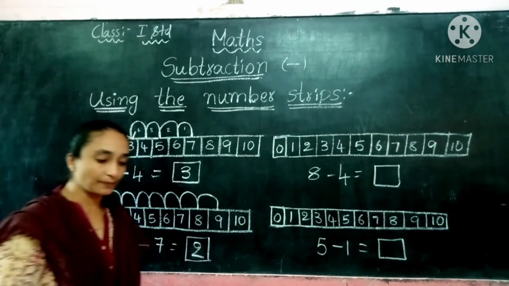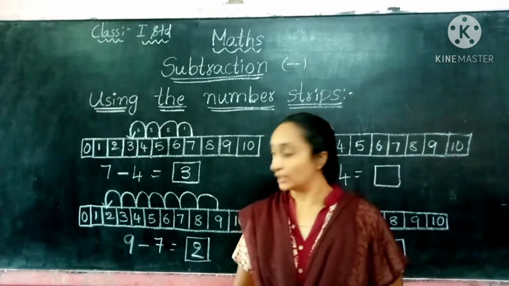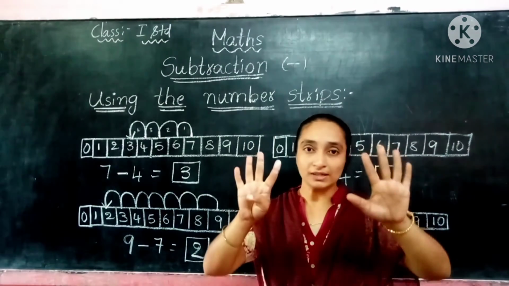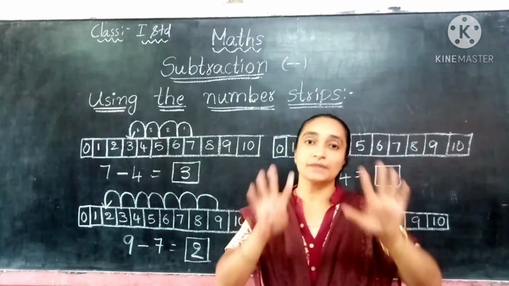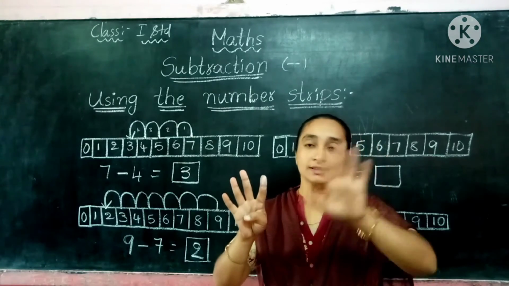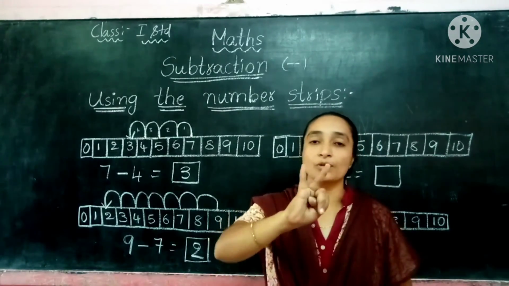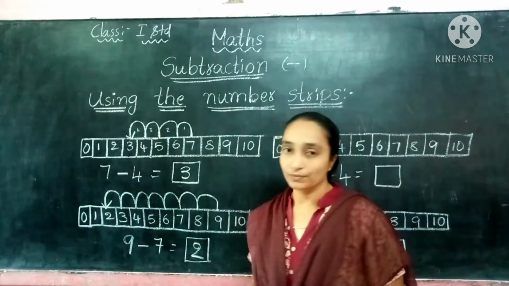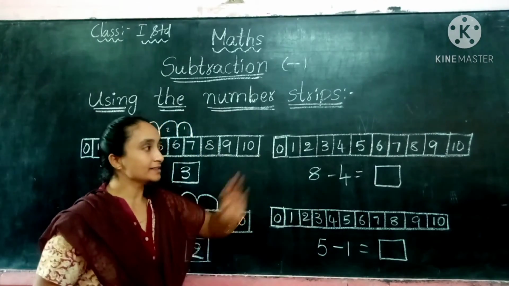Here we have the answer. So if we want, we can check it also. The 9 fingers we can take, children, like this, 5 and a 4. 9 minus 7. 7 we have to take out, means we have to fold. So 4, 5, 6, 7 fingers. 7 fingers folded, how many are remaining? 2. Here we got the answer 2. So the same.